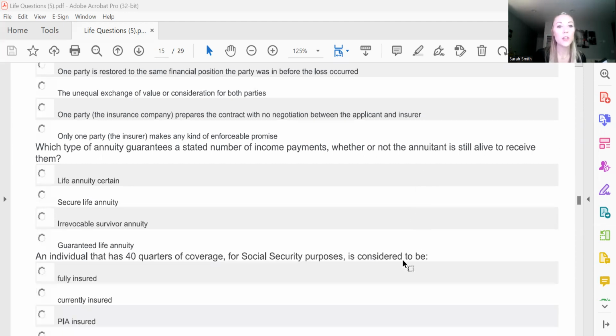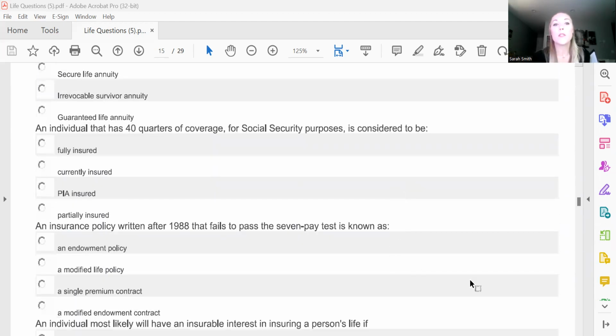All right, which type of annuity guarantees a stated number of income payments, whether or not the annuitant is still alive to receive them? So basically this means which type of annuity will continue to pay that stated number of income payments to your family, even if you are no longer here. That's going to be life annuity certain. And that certain right there tells you that it's for a certain number of payments. Easiest way to remember it.